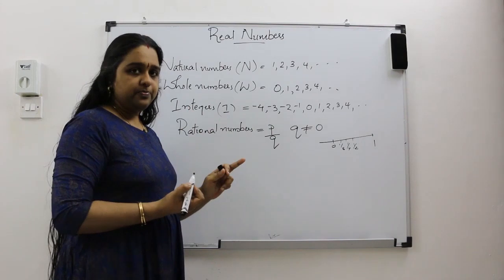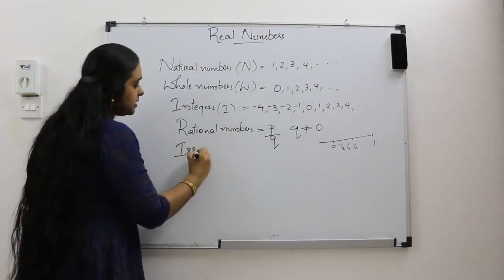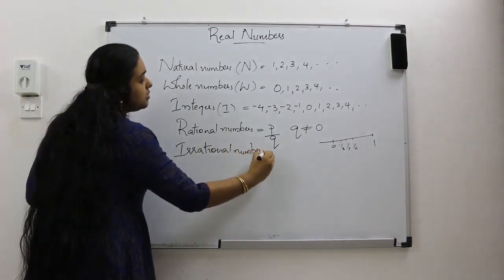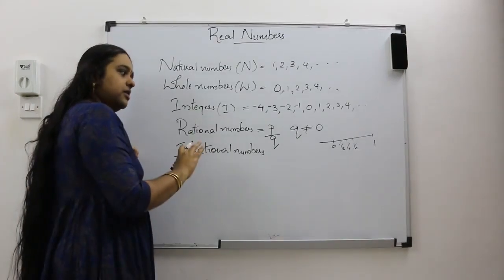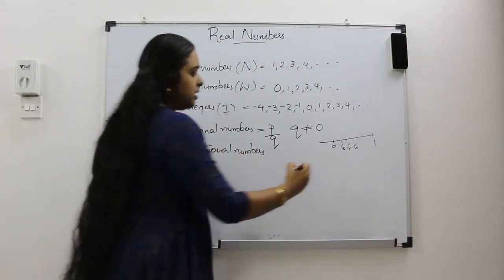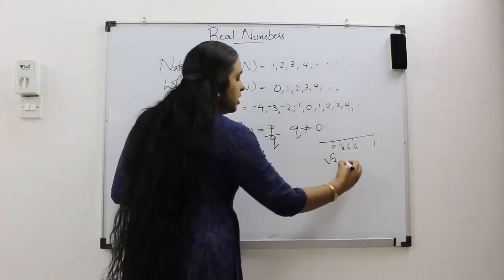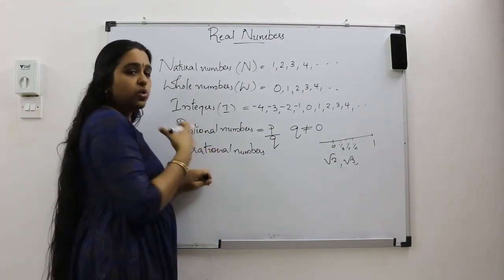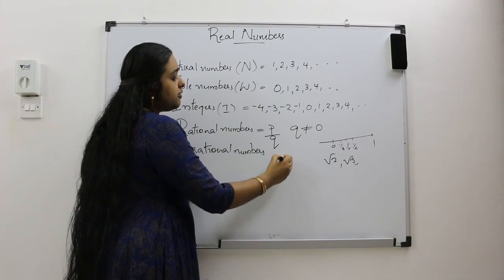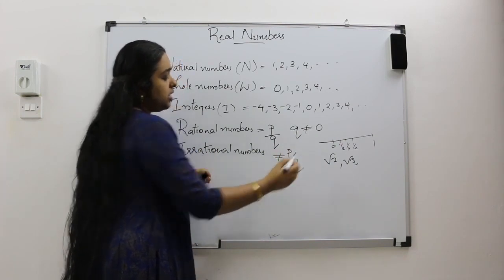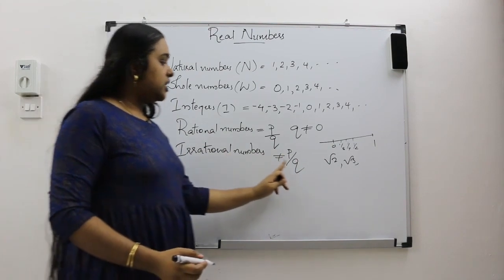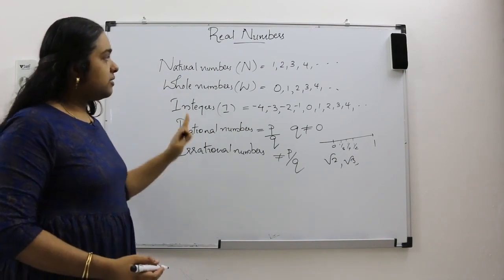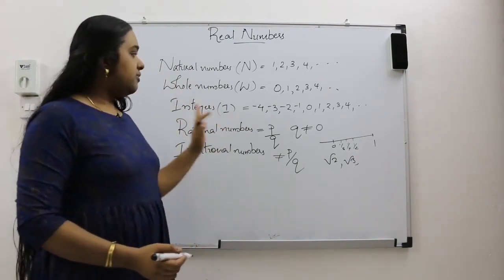Rational numbers are those numbers that can be written in the form P by Q, where Q not equal to 0. Okay? Then irrational numbers. What are irrational numbers? We can give some examples like root 2. Root 2 is an irrational number. Root 3. They are irrational numbers. So irrational numbers are those numbers that cannot be written in the form P by Q. I hope you got a clear understanding about the different types of numbers and how we can identify them.